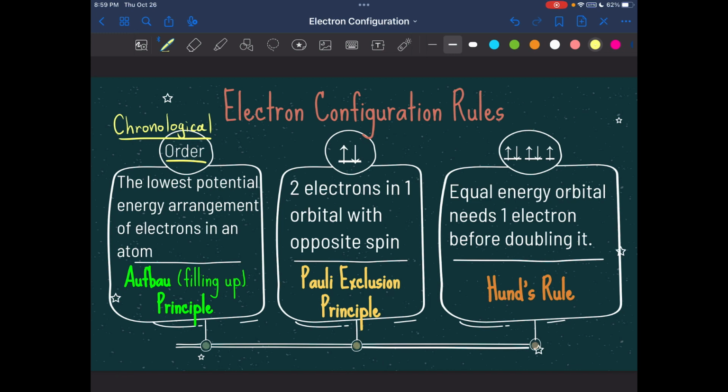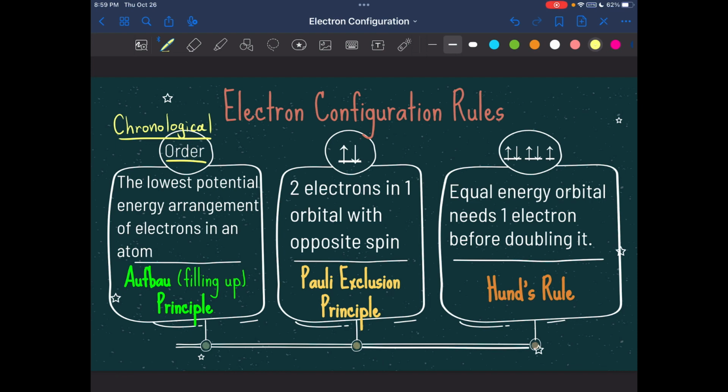Next, the next rule is called the Pauli exclusion principle. This is mostly happening in the orbital notation. Basically, what it means is that 2 electrons in one orbital have opposite spins. Basically, the arrow signs must be in 2 different directions. That's pretty much all there is to it.